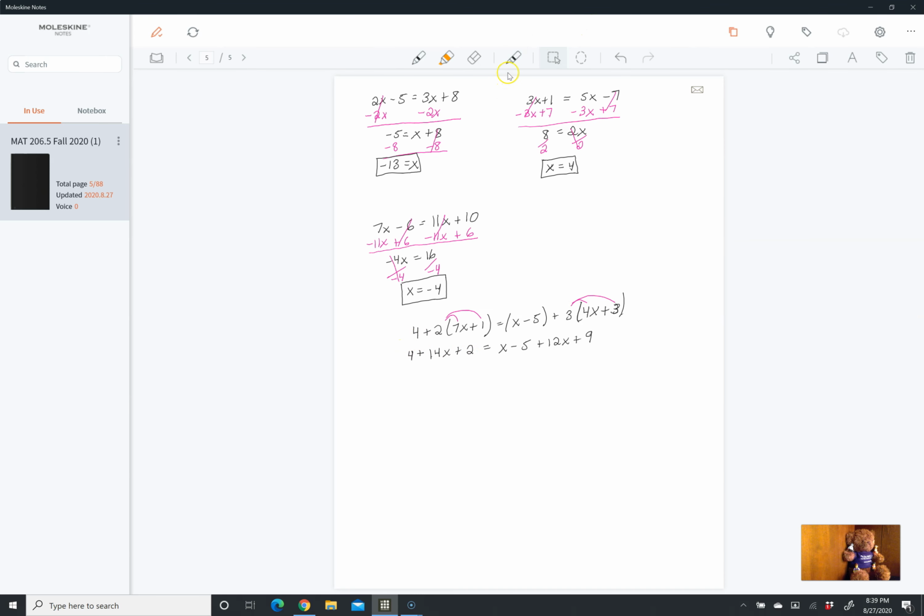So let's just write this down, that there is an order to this, okay? Your first step was to distribute. And then once we distributed, our second step is to combine like terms on each side. So first work with the right, then work with the left, or vice versa.